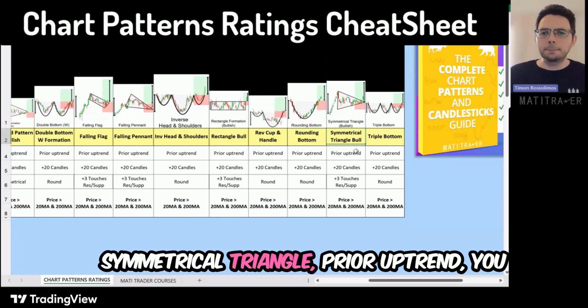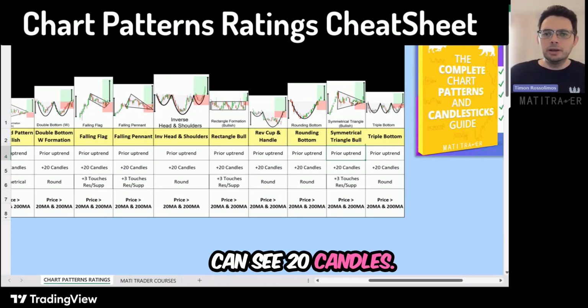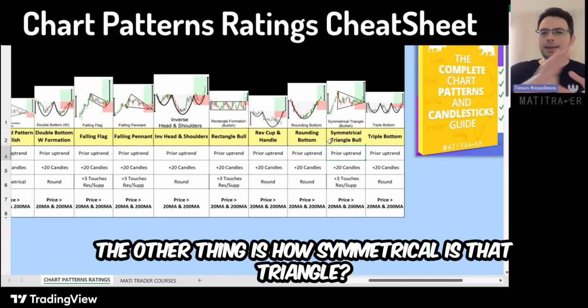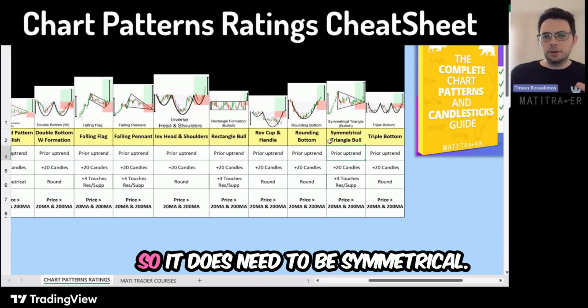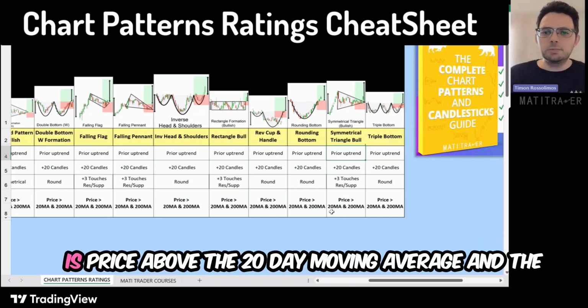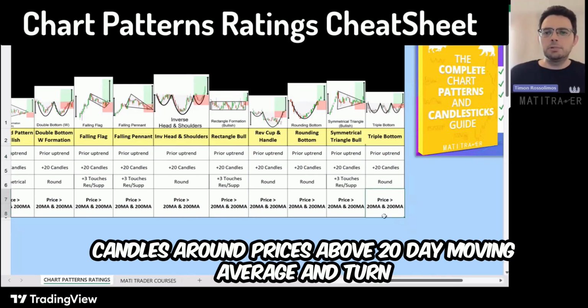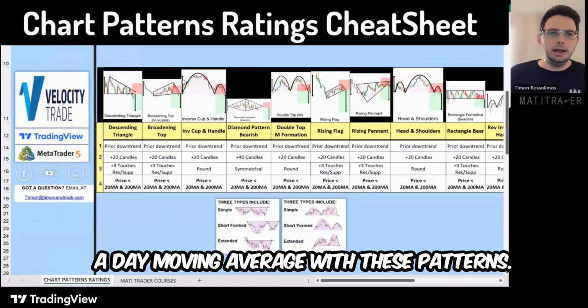Symmetrical triangle. Prior uptrend, you can see 20 candles, 3 touches on the resistance and support. The other thing is, how symmetrical is that triangle? So it does need to be symmetrical. Is price above the 20-day moving average and the 200-day moving average? And triple bottom, prior uptrend, more than 20 candles, round, prices above 20-day moving average and 200-day moving average.